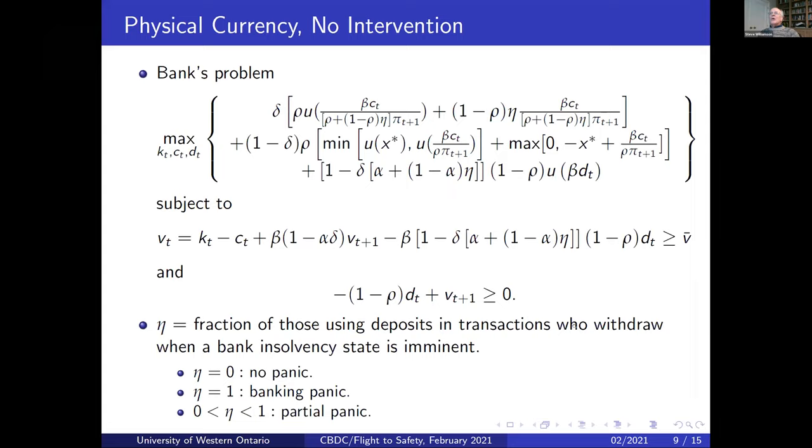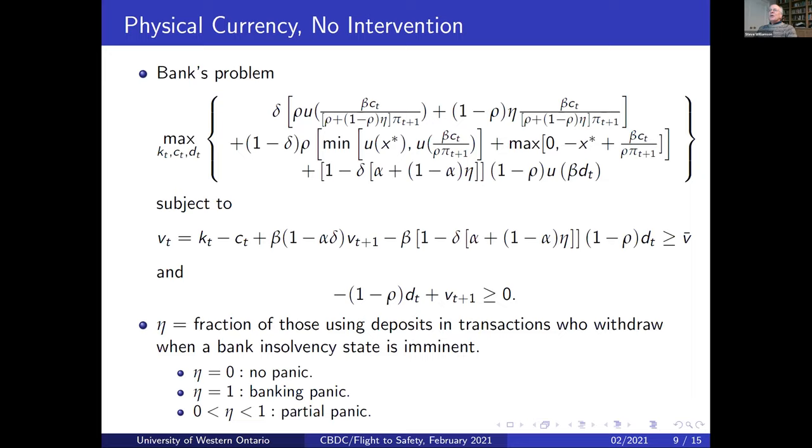Okay, so here's a baseline case. This is the case where you've got the central bank issuing physical currency, and we'll start with the case where there's no intervention. The only central bank intervention here is just setting a gross nominal interest rate on government bonds that they're going to target with open market operations, and that's a policy. Fiscal policy the way it's set up won't matter in this setup.